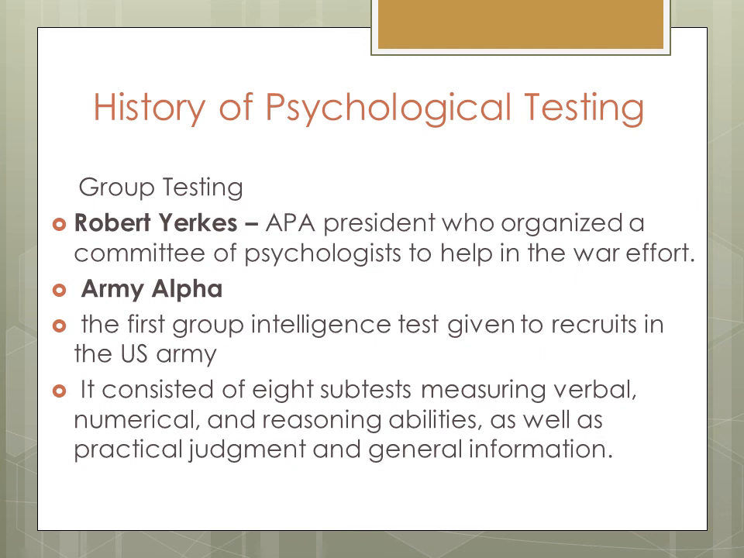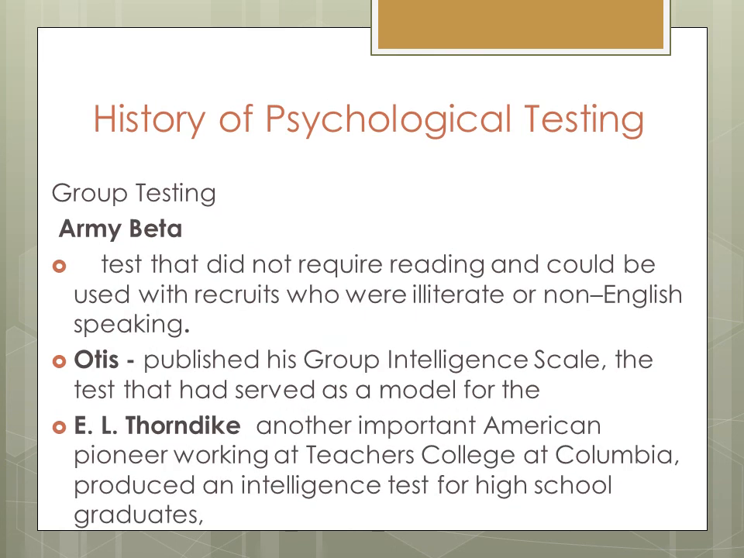Okay, so the first one would be Army Alpha. So this is the first group intelligence test given to recruits in the U.S. Army. It consisted of 8 subtests measuring verbal, numerical, and reasoning abilities, as well as practical judgment and general information. Okay, so that's the first one. So this one focuses on the verbal part. Okay. And then this one would be Army Beta, a test that did not require reading and could be used with recruits who were illiterate or non-English speaking.